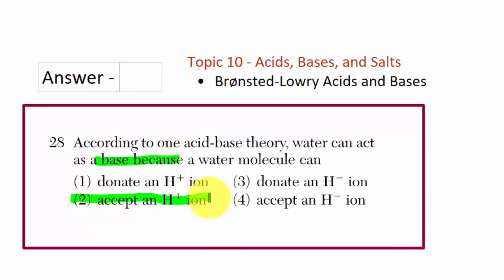Answer number 2. So we're going to select answer 2, and that is known as the Bronsted-Lowry acid-base theory, which, again, the Regents won't call it that. They'll call it another theory, or one acid-base theory. Not sure why they did that, but the answer to this question is 2.